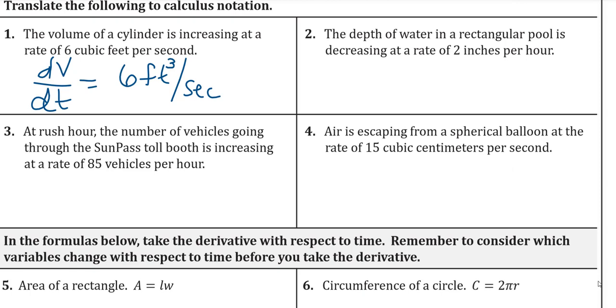So number 2, the depth of water in a rectangular pool is, now this says decreasing this time, at a rate of 2 inches per hour. So the depth is h, so dh/dt is going to equal negative 2 inches per hour. And it's going to be negative because of the decreasing. Okay, I'm going to pause the video. You guys go ahead and try the next 2 before you continue the video.